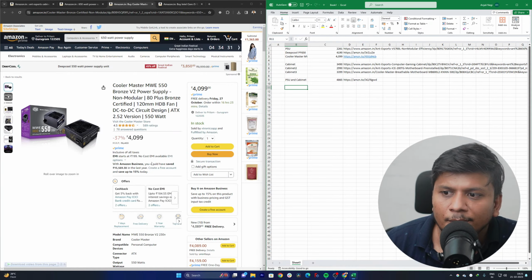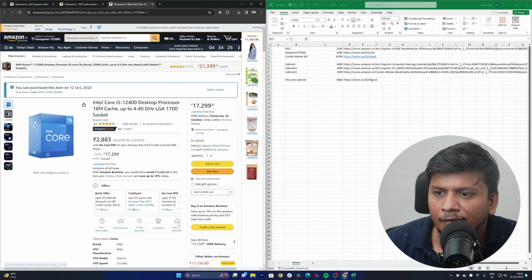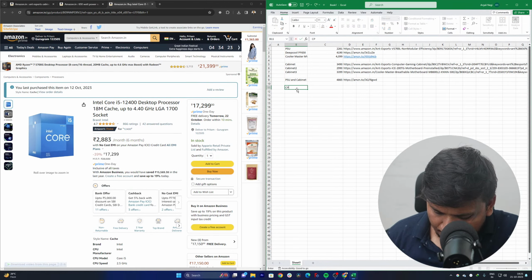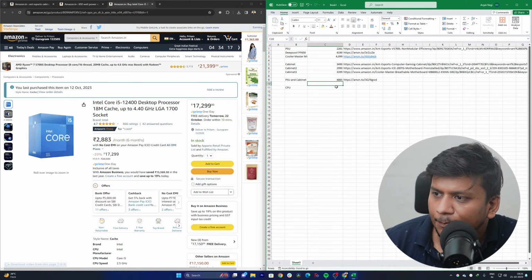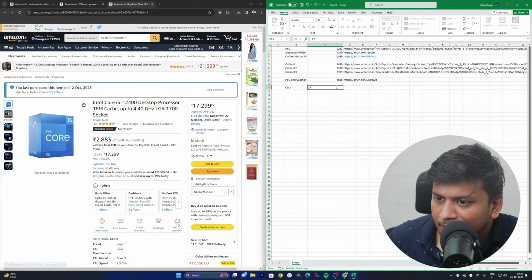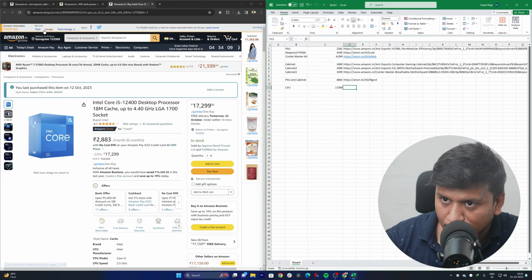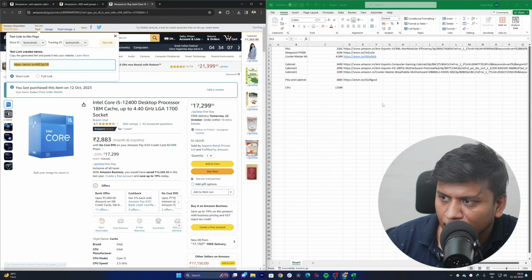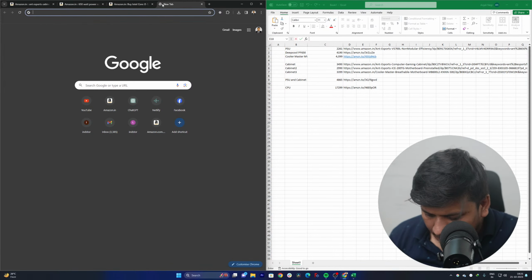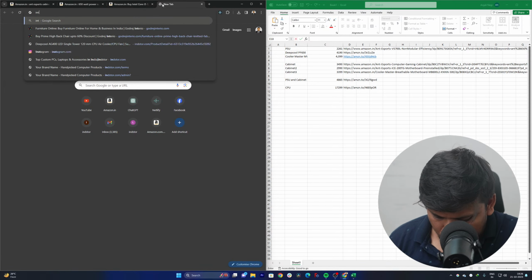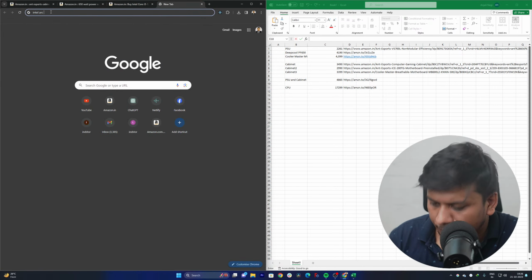Now coming to our next component, which was the CPU. Here we can see the CPU we have selected, and you can also see I recently bought this one. The CPU here is 17,299, and then we were talking about its spec. I'm going to show you the spec as well. Let me open Intel Arc, and then I'm going to put in this 12400.